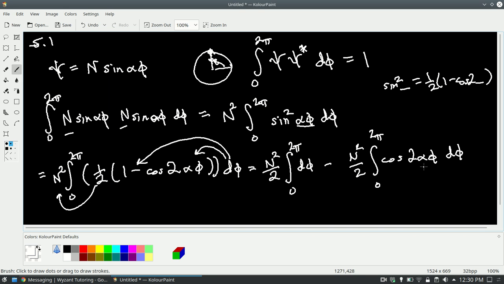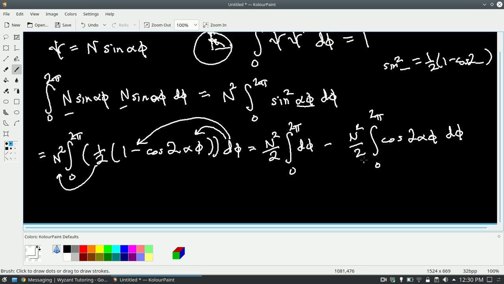Oh, now this is nice because I know that the integral of cosine is sine. Oh, nice, I have some more room down here. So this first one, from 0 to 2 pi, is N squared over 2 times phi from 0 to 2 pi. So 0 times anything is 0, but 2 pi times N squared over 2 is N squared times pi, because the 2's cancel out. So this is going to end up being N squared times pi, just for future reference.